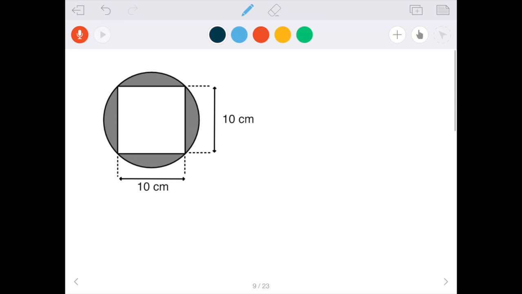All right, let's roll to the next one. We have another shaded figure. Go ahead and pause the video and take a shot at this one, and then play it again when you're ready.